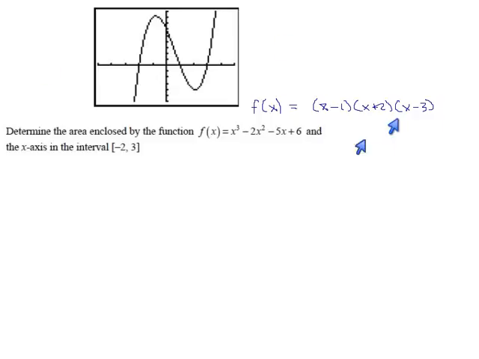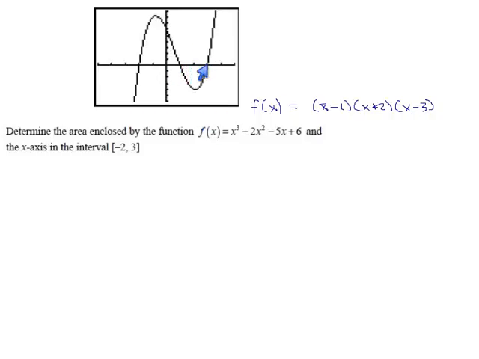You can expand that out if you want to check me. I believe it is correct. And that tells us that this curve should have an x-intercept at 1. There it is. It should have an x-intercept at negative 2. Yeah, there it is. And it should have an x-intercept at 3. 1, 2, 3. Looks good.